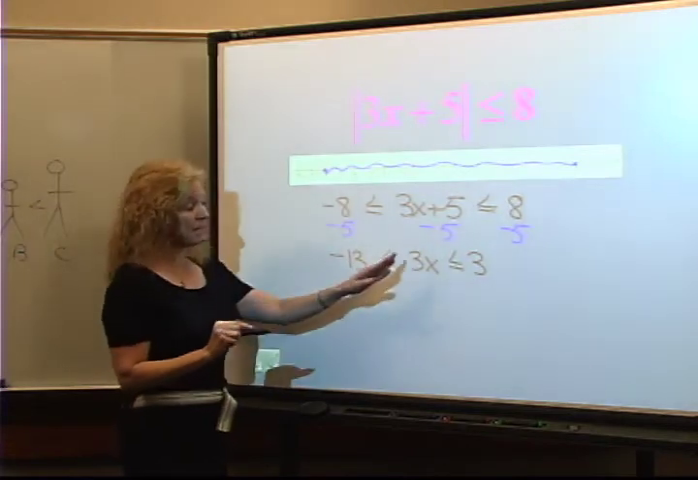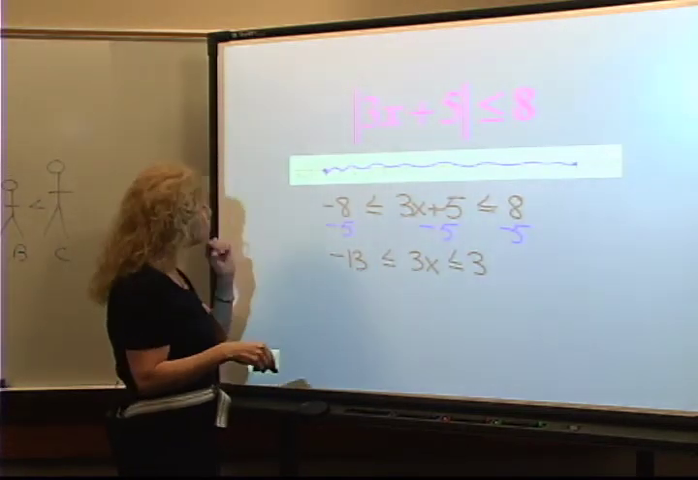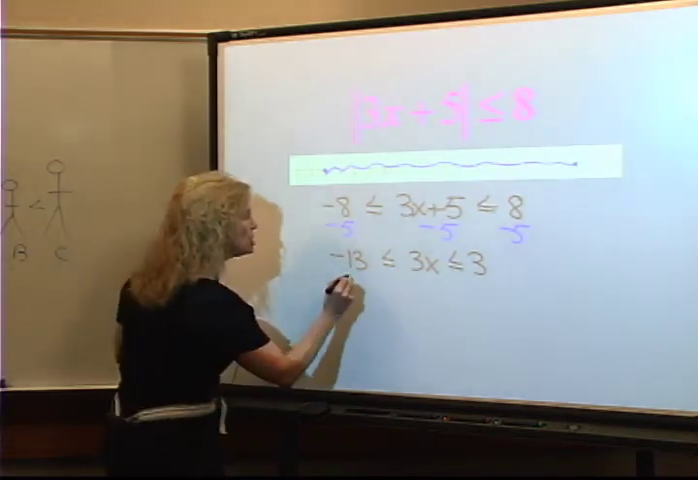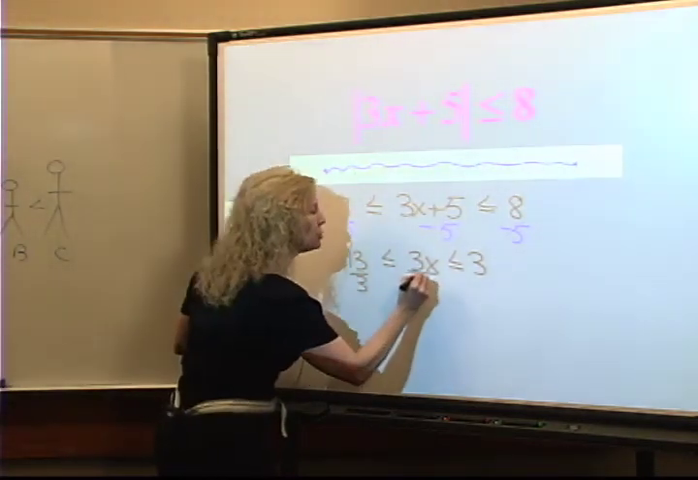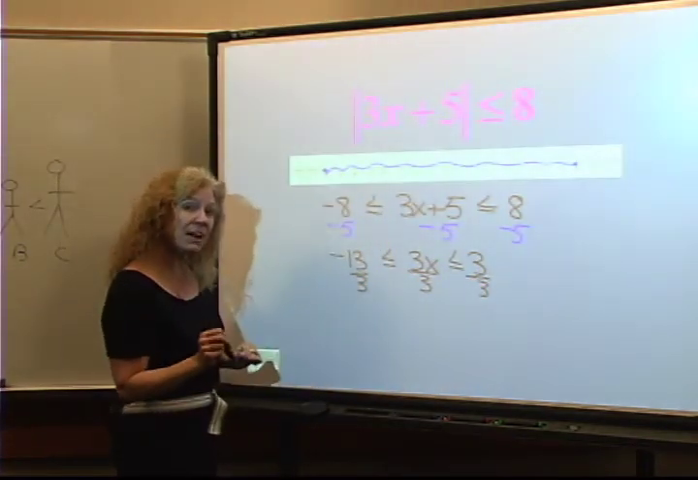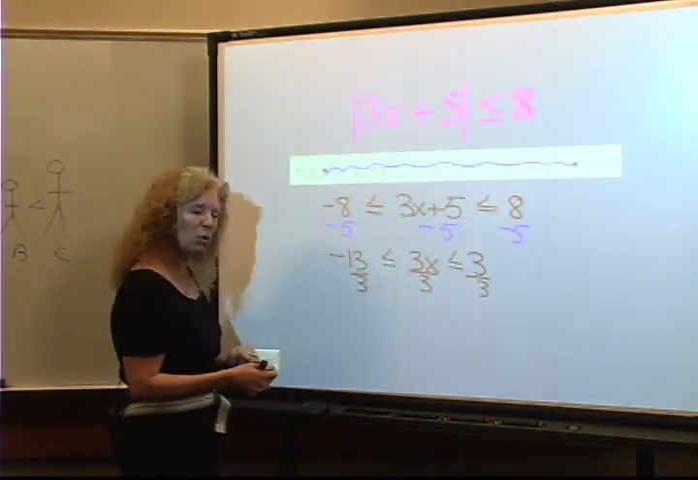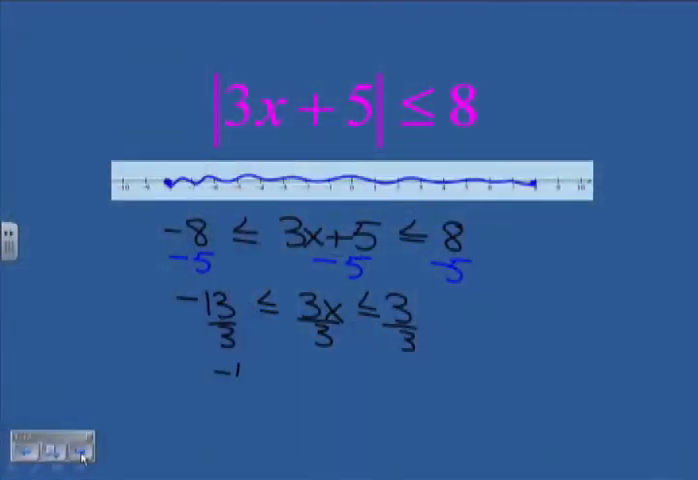And then, to get the x by itself, I want to divide by 3. That is totally legal as long as I do it to each of the 3 sections. And since I'm dividing by a positive 3, I do not change those inequalities. And so I get negative 13 thirds is less than or equal to x is less than or equal to 1.